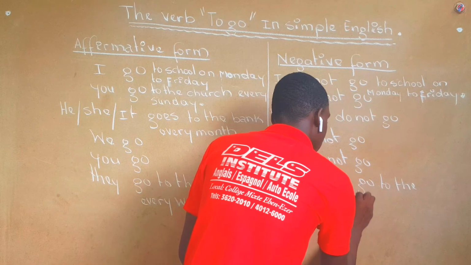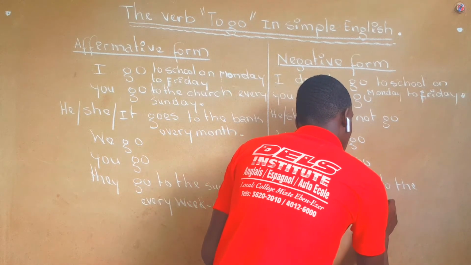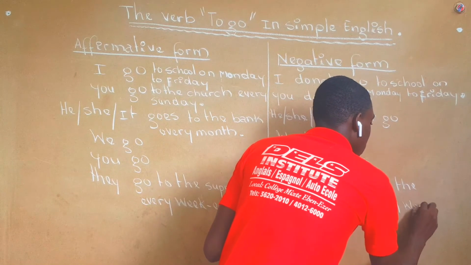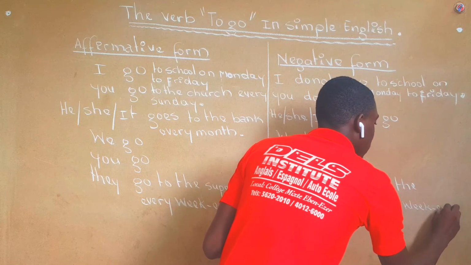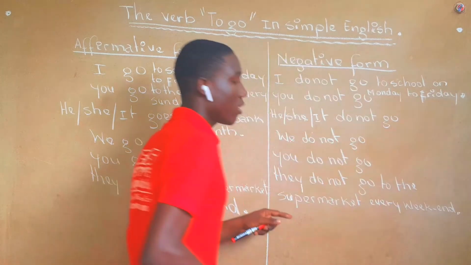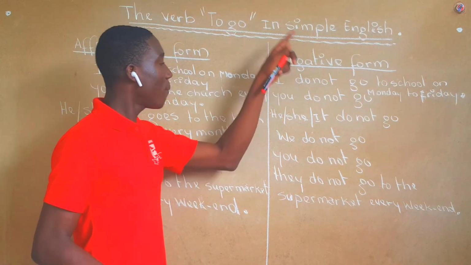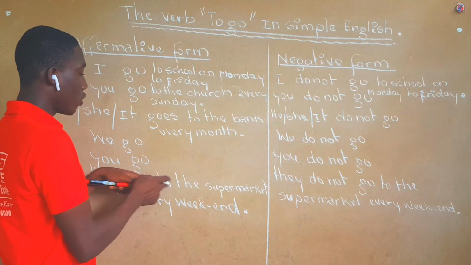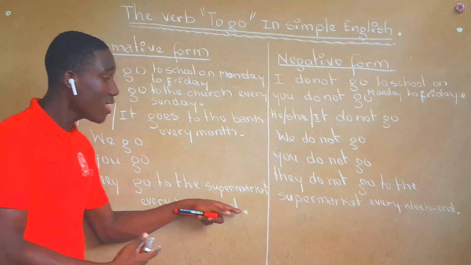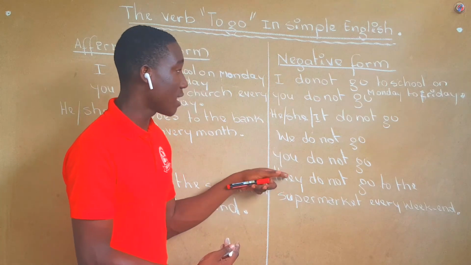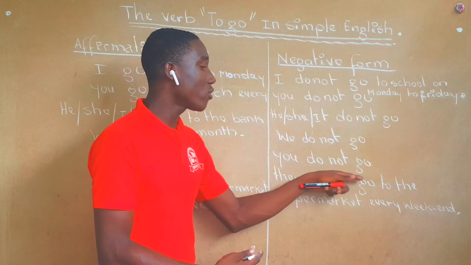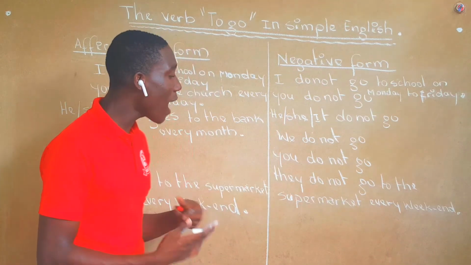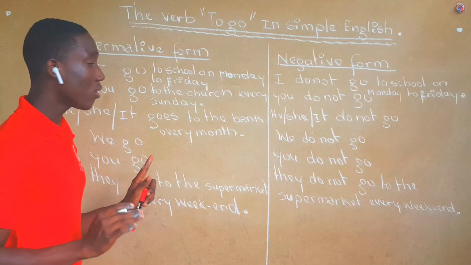Supermarket every weekend. Ok? Ça c'est pour forme négative. Pour affirmative, they go to the supermarket every weekend. Pour forme affirmative, négative, capable dire they do not go to the supermarket every weekend. You pas aller dans market chaque weekend.